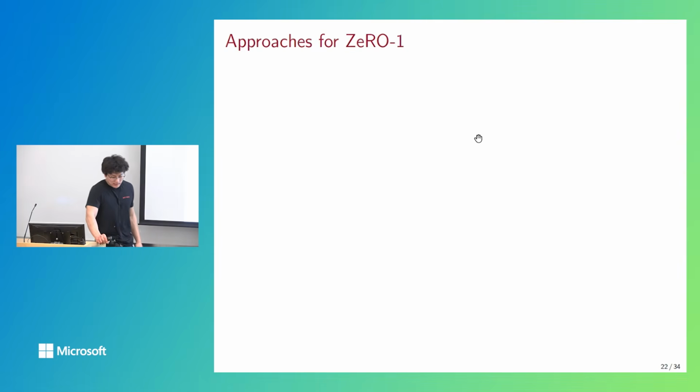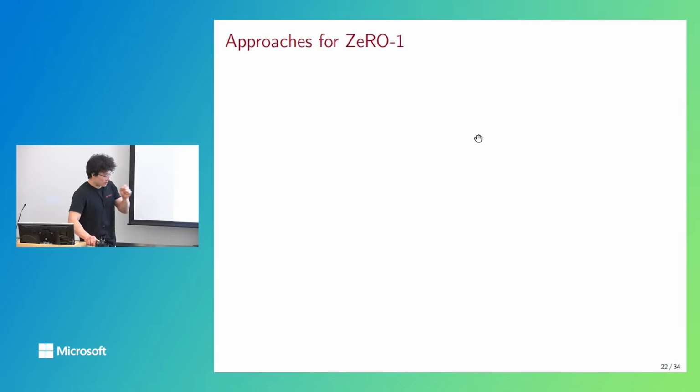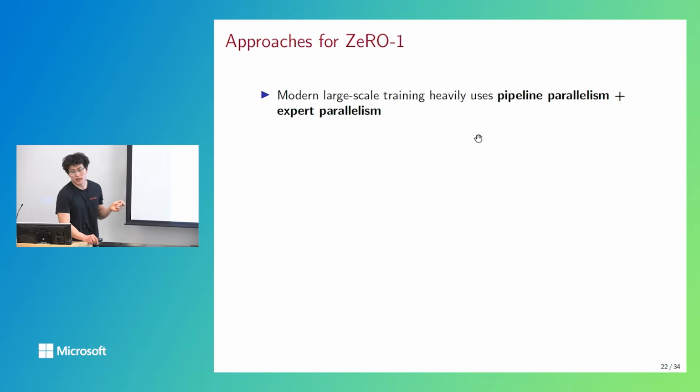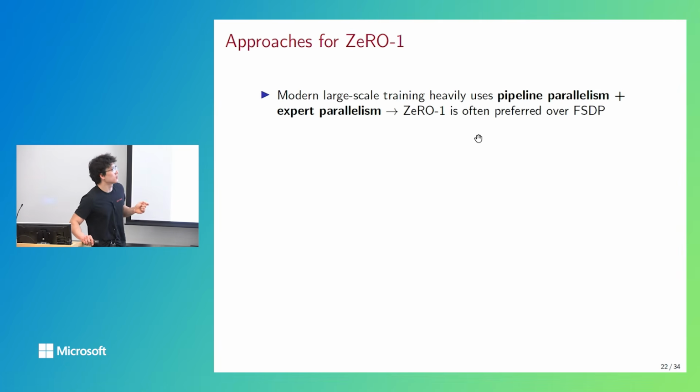Okay, so lastly is about the approaches for ZeRO-1. The ZeRO-1 strategy would actually have sharding for the momentum, the optimizer states. And this is worth discussing at this current time, because modern large-scale training runs extensively use pipeline parallelism and expert parallelism, which prefer the ZeRO-1 strategy over fully sharded data parallel.